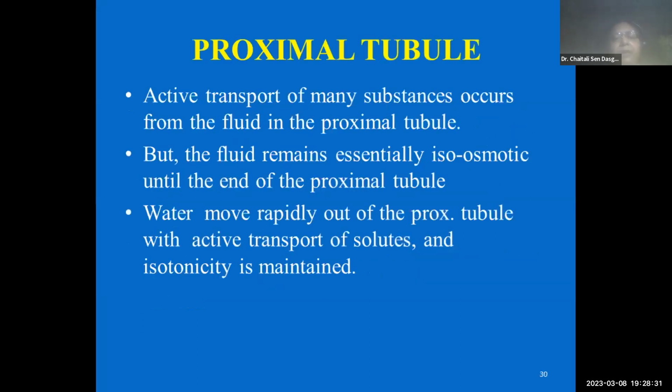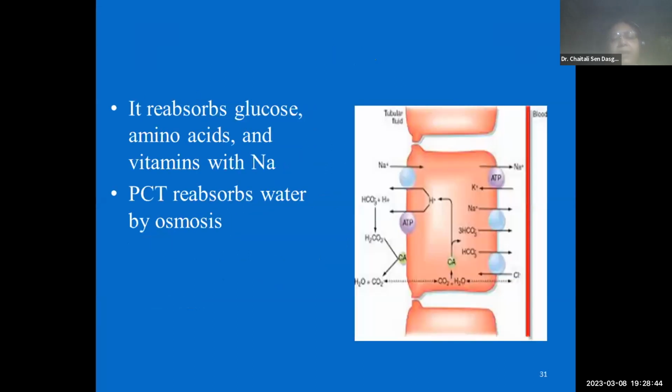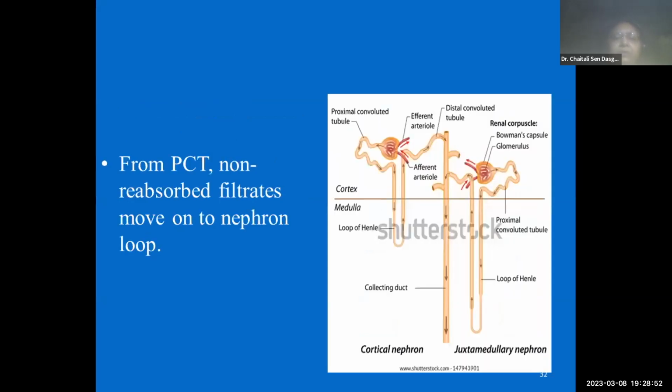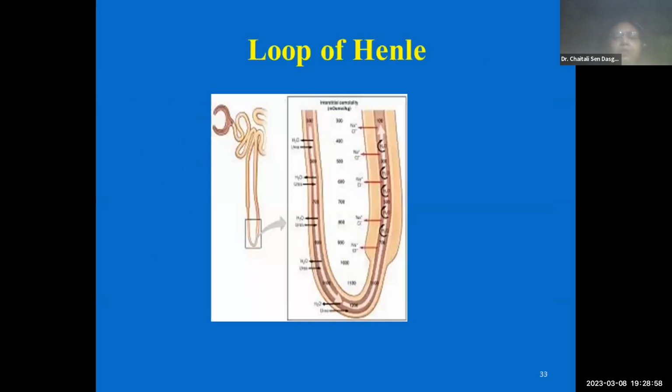Active transport of many substances occurs from the fluid in the proximal tubule, but the fluid remains essentially isoosmotic until the end of the proximal tubule. Water moves rapidly out of the proximal tubule with active transport of solutes, and isotonicity is maintained. It reabsorbs glucose, amino acids, and vitamins with sodium, and the proximal convoluted tubule reabsorbs water by osmosis. From the proximal convoluted tubule, the non-reabsorbed filtrate moves on to the nephron loop.